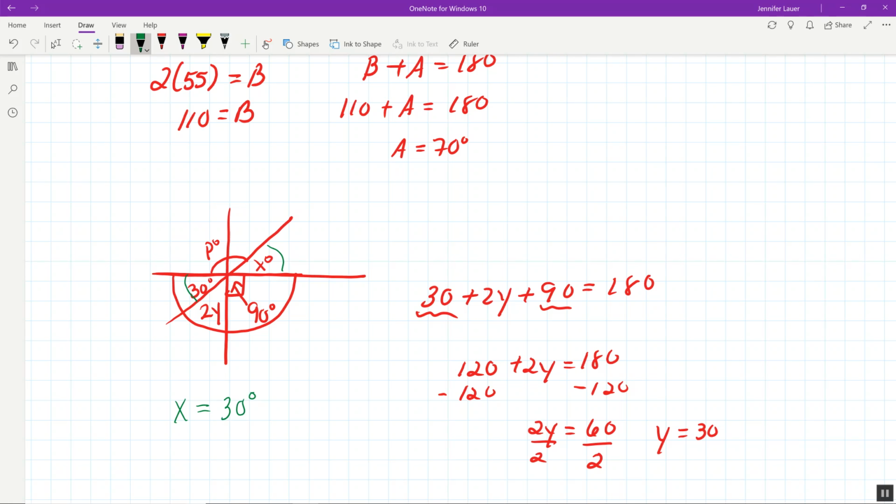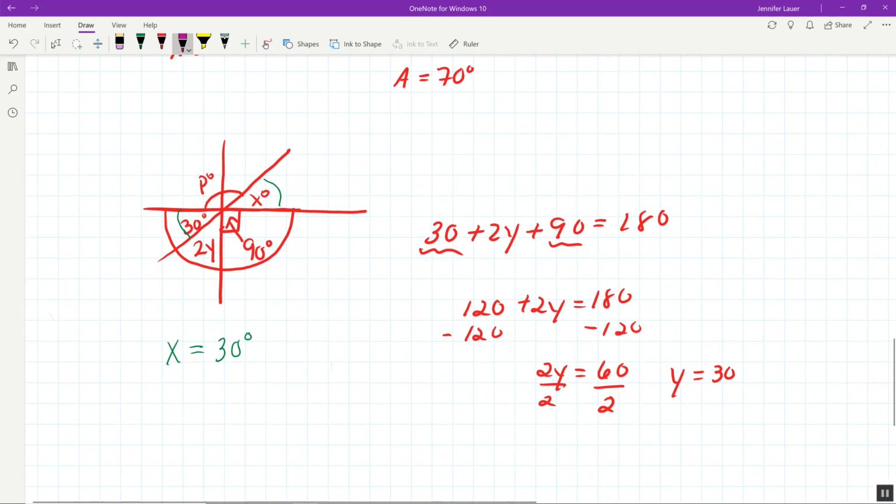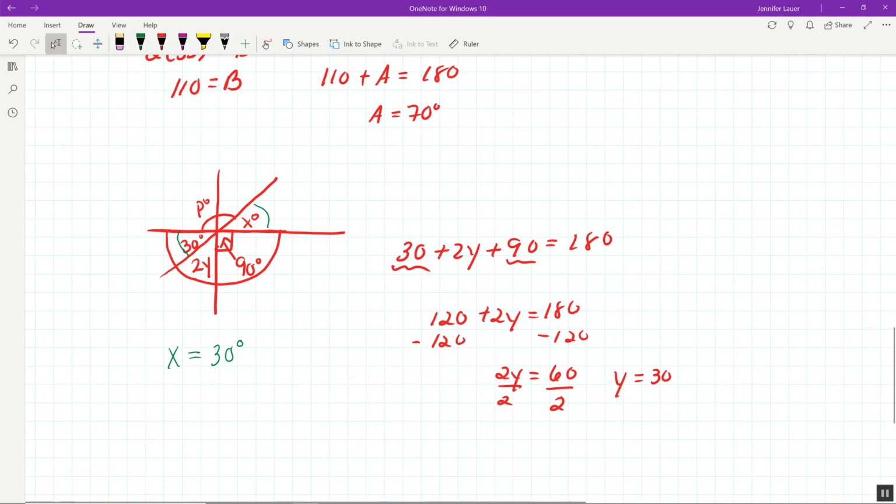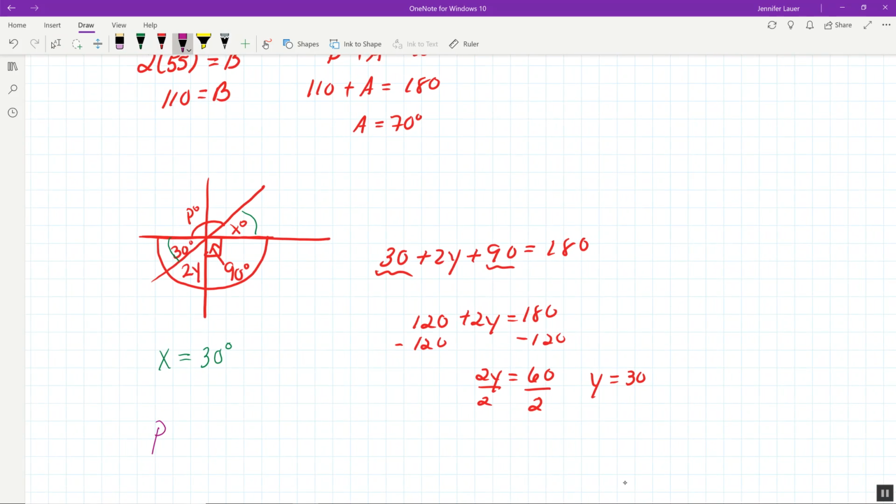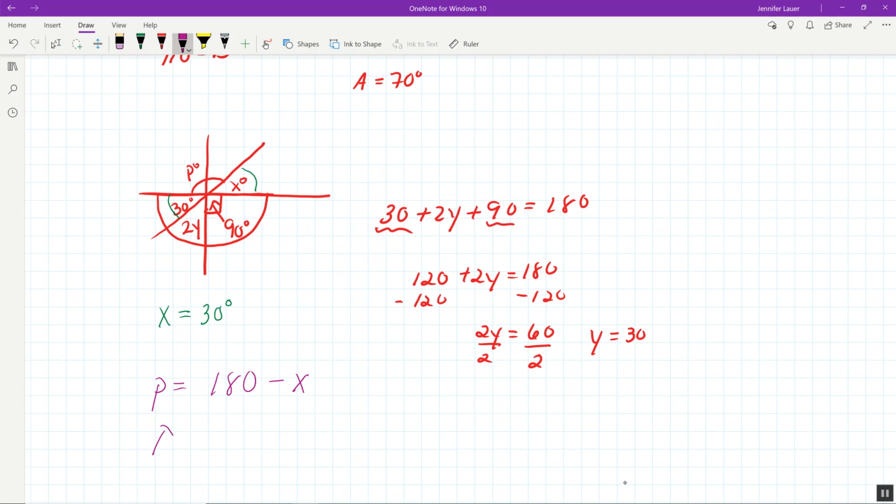And then lastly, to find my p, I'm going to go ahead and use the flat line equals 180. So I can say, well, p is going to be equal to 180 minus x. We know what x is. So p is equal to 150. Okay, so that covers pretty much angles and things like that.